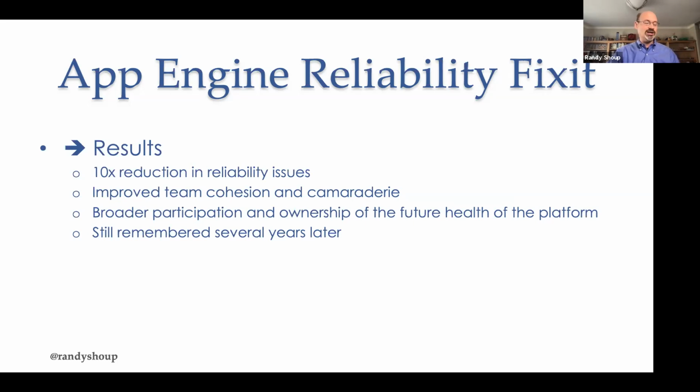But even more importantly, I think, was a sort of second order effects around improved team cohesion and camaraderie among the team. We really developed a lot more ownership of the health of the platform, and people felt, I wouldn't say there was learned helplessness, but people definitely felt like, well, we know about these issues, but we're not going to prioritize them, in the before time.